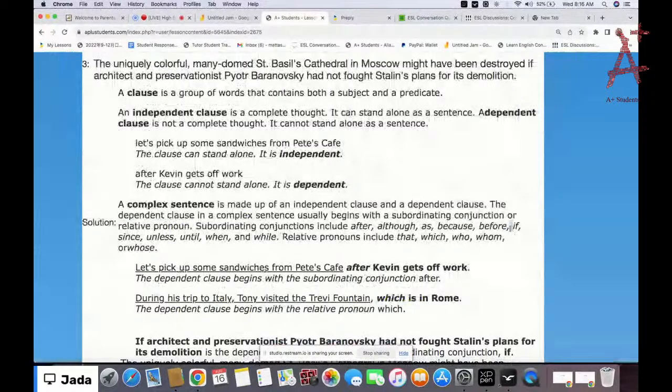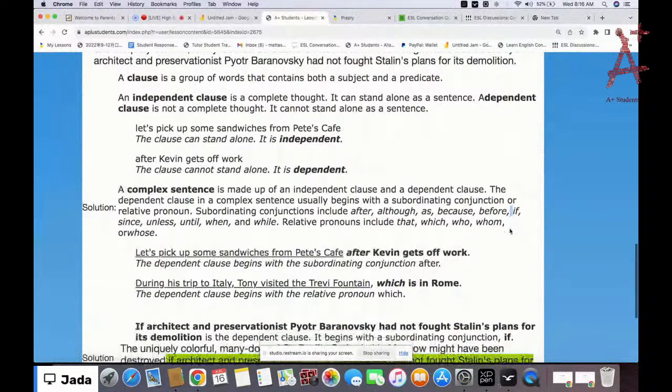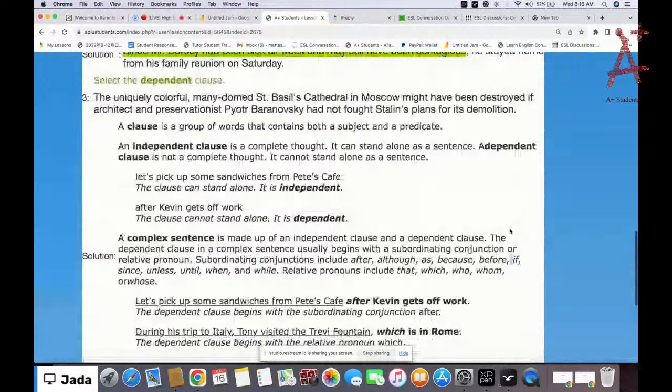That's basically it for the dependent clause, how to find them. All you need to do is take note of the subordinating conjunctions. If you write them down, then it's going to be easy for you to figure out the dependent clauses in the questions. So we'll go to the test and answer a few together.